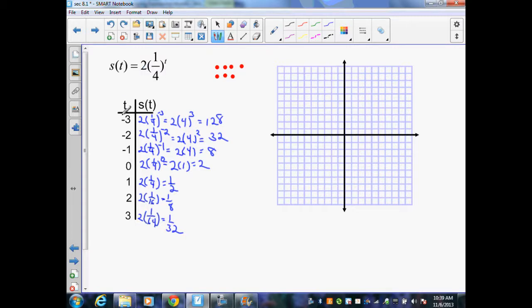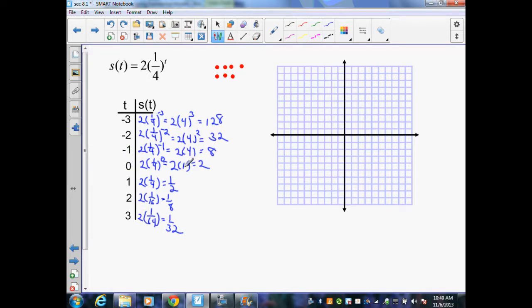When I substitute in my values for t, I'm going to get a negative 3, 1/4 to the negative 3 power. That means I have 2 times 1/4 to the negative 3, which is really 2 times 4 to the 3rd, because that negative tells me I'm going to find the reciprocal of 1/4, which gives me 4, and then I take the cube of that. So 4 cubed is 64, times 2 is 128. Similarly, I'm going to have 2 times 4 squared, which is 32. Negative 1, when I substitute in, I get 2 times 4, which is 8.